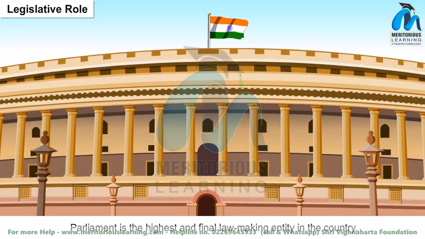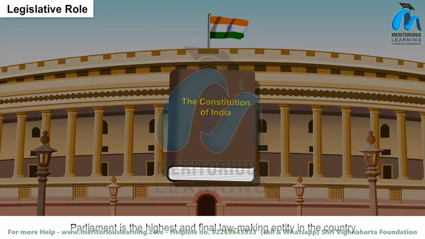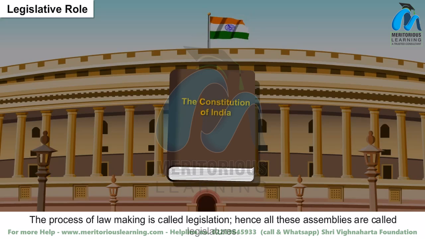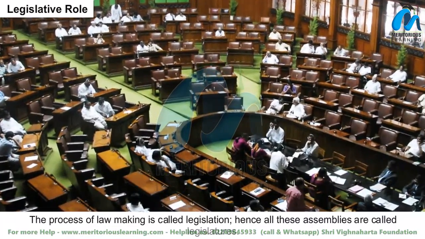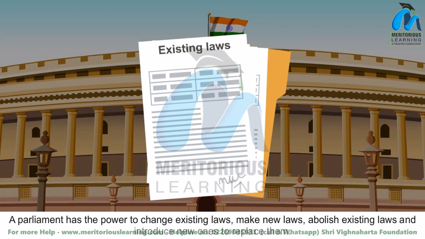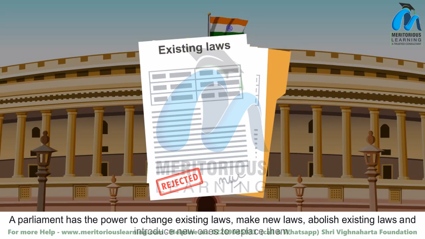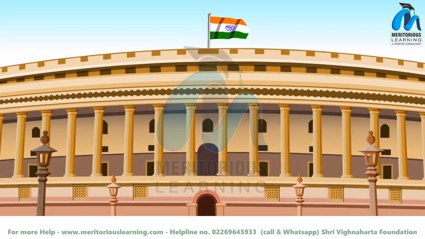A. Legislative role. Parliament is the highest and final law-making entity in the country. The process of law-making is called legislation. Hence, all these assemblies are called legislatures. A parliament has the power to change existing laws, make new laws, abolish existing laws, and introduce new ones to replace them. B. It exercises control on all those who run the government.